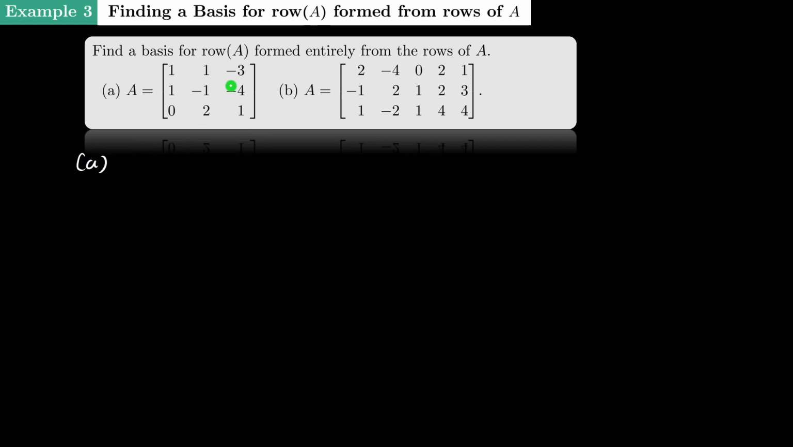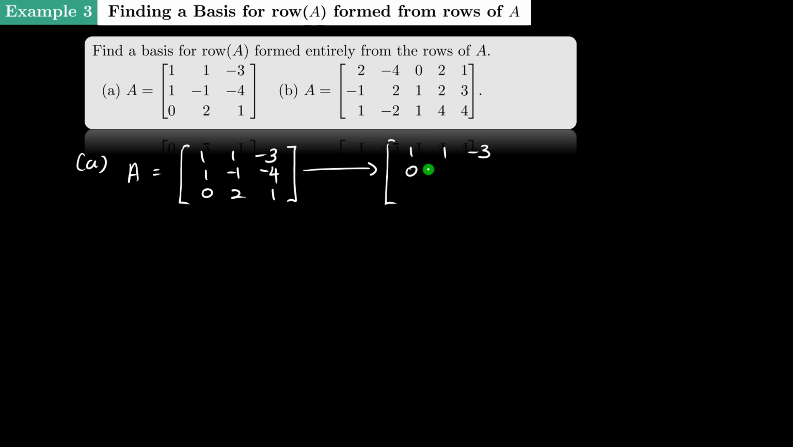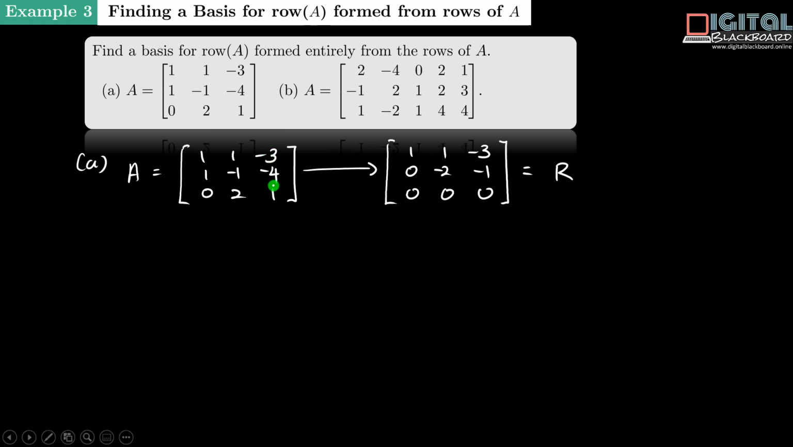For part A, this matrix was already introduced earlier. From the previous solution, we know that the REF is 1, 1, minus 3, 0, minus 2, minus 1, 0, 0, 0. And this is equal to our R, the row echelon form. Now, if there were no restriction on where the basis vectors come from, then we can just easily take the first two rows of the matrix R. But now we are supposed to form our basis entirely from the rows of A. So what should we do?